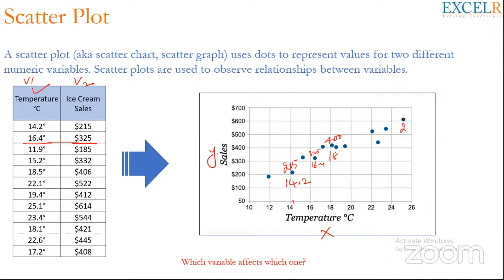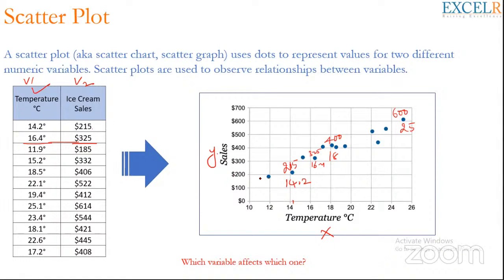So 25 is a temperature and the sales are a little above 600. Let us make it as 600. Now these are the data points. So we have just taken this data, the two values, and represented them with one dot. One is on the x-axis, the other one is on the y-axis.